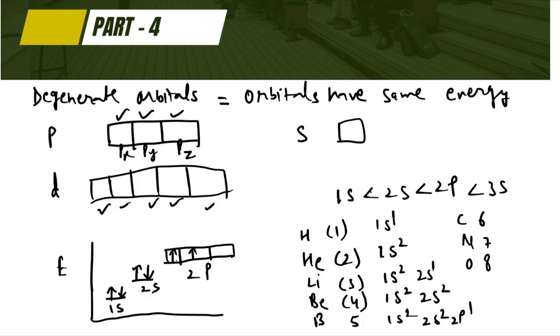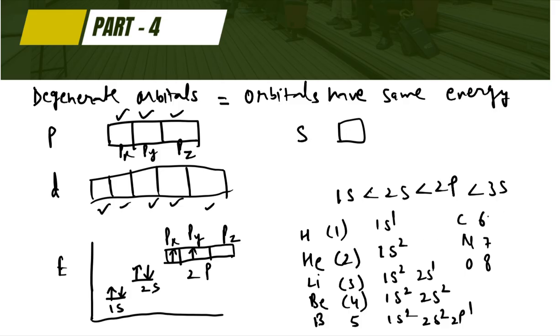Why? Because this is 2px, this is 2py, this is 2pz. These are degenerate orbitals. Okay, they have the same energy. That is why they are going to fill all together, one by one. It's not like we are going to fill px first completely. Why? Because px and py have the same energy, whereas in the case of 1s, 2s or 2p, they had different energy, right?